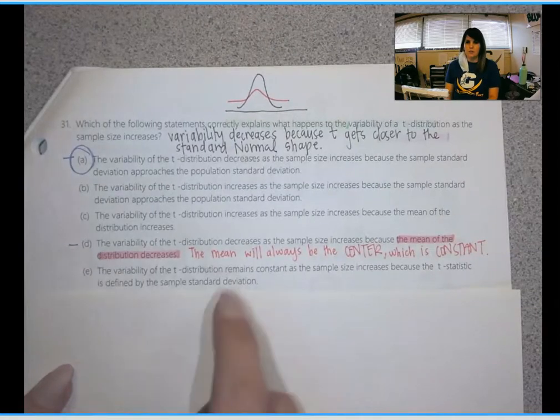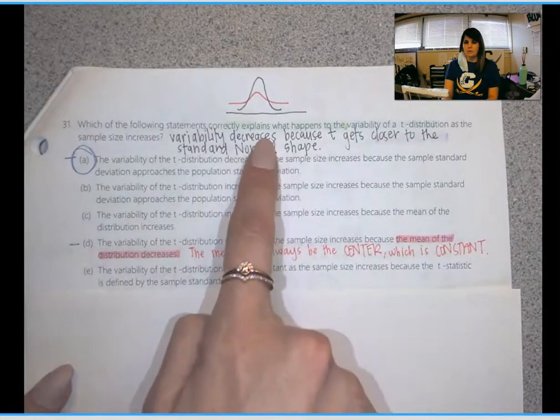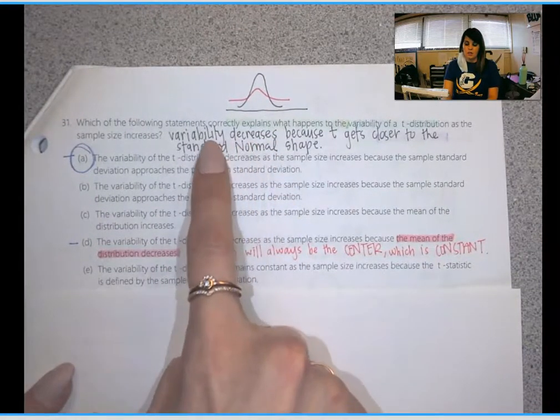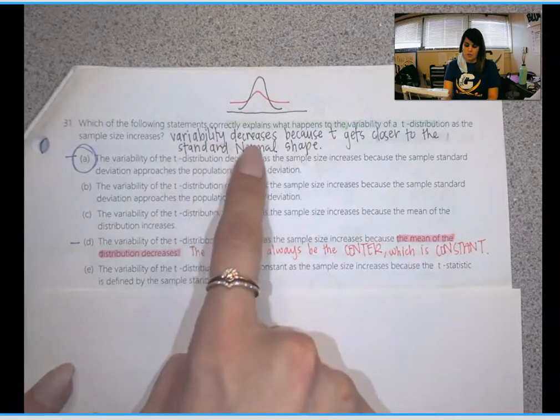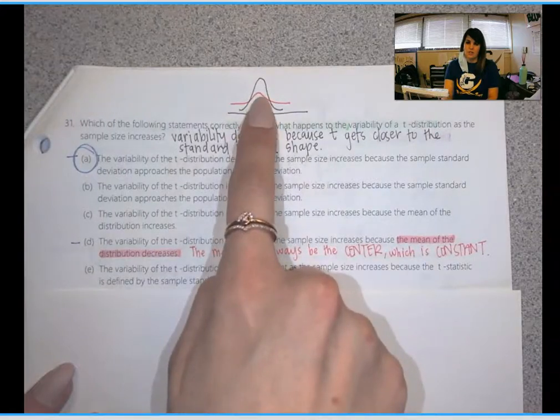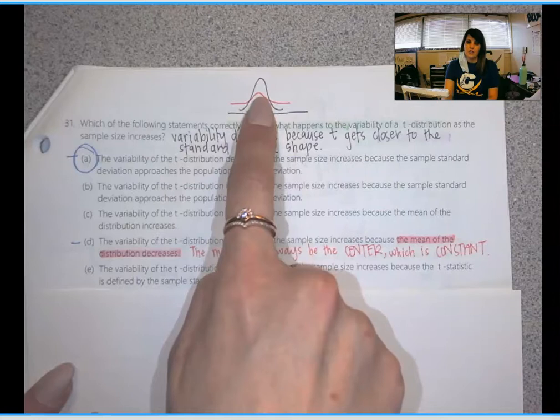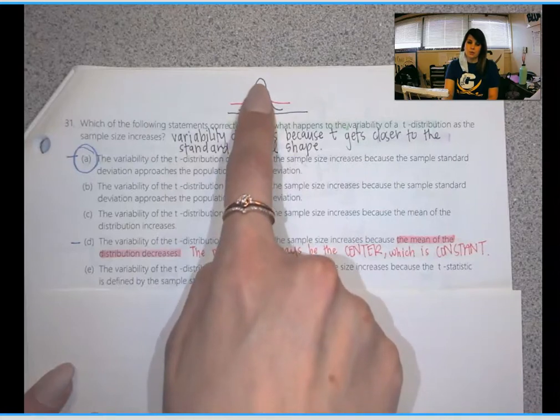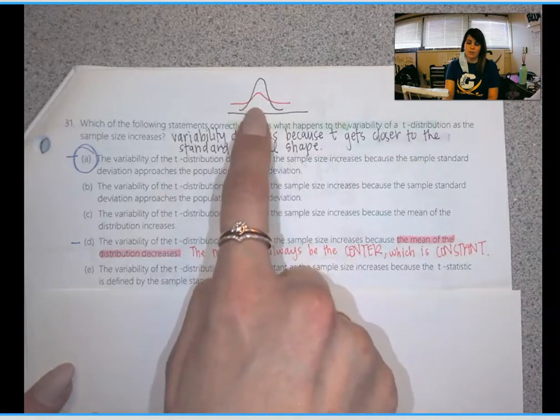So on this one was another one where I had to use deduction. What I know about a t-distribution is that the variability decreases as t gets close to the standard normal shape. So this, in red, would be a small sample size. But as your sample size gets bigger, your t-distribution starts to look like the curve in black.